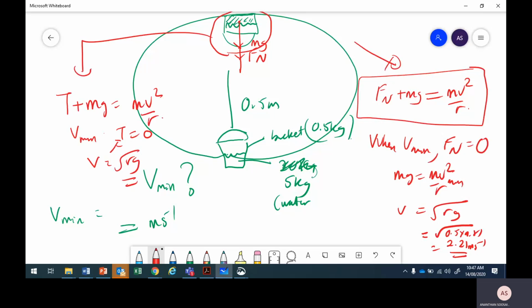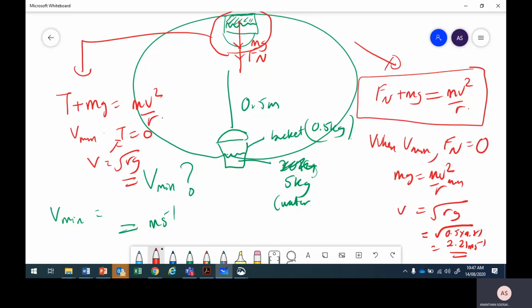Okay, now tell me, the person carries a half full bucket of water. You swing it at 2.2. The water won't spill down. Now the bucket is full with water. The speed required, same or different? Same, 2.2. Okay. So the mass doesn't determine the minimum speed.